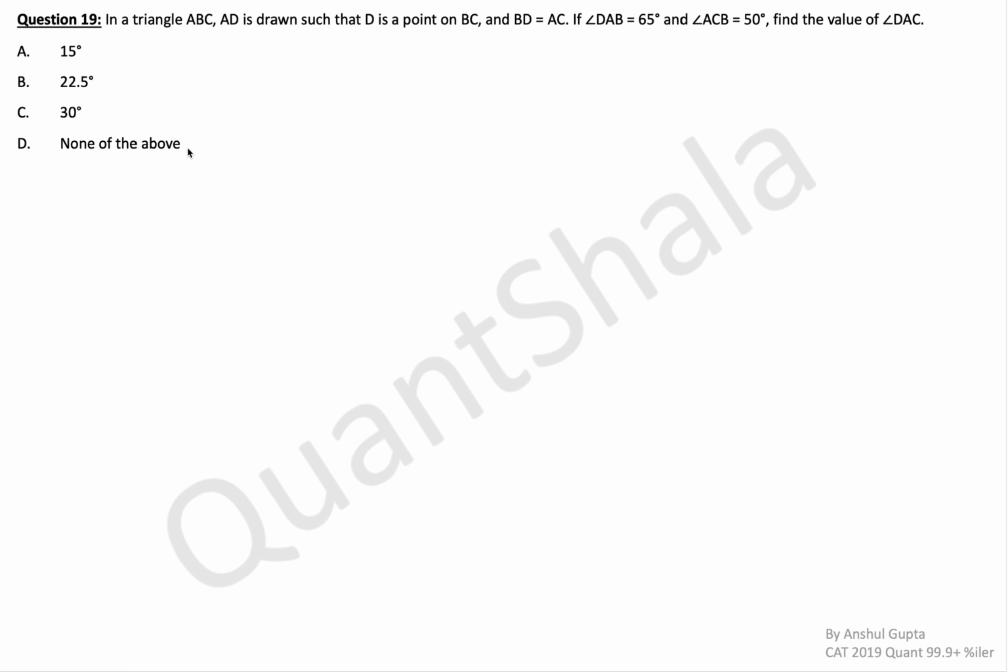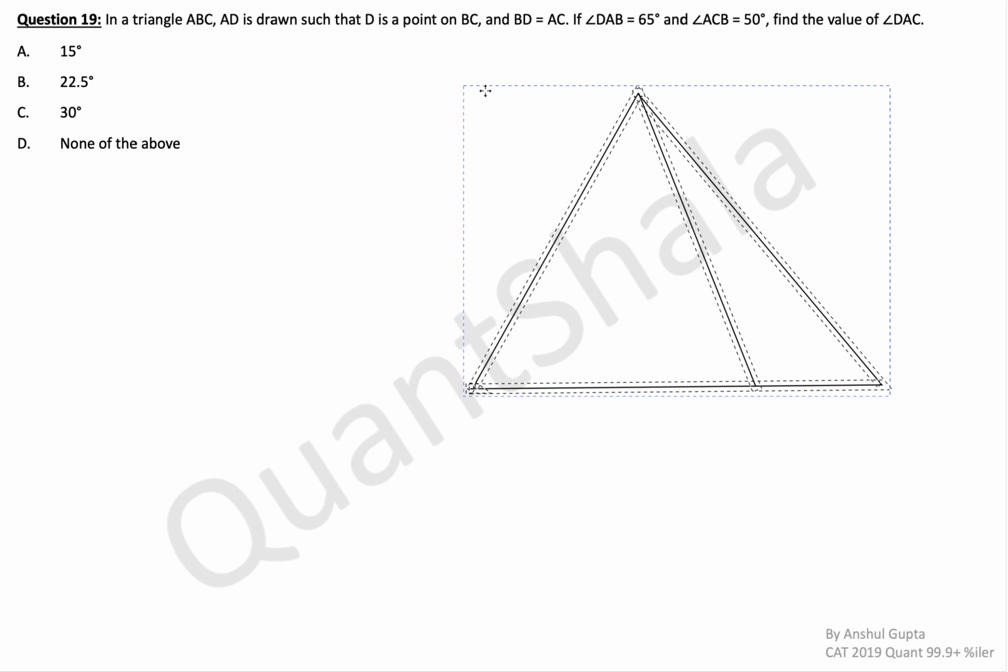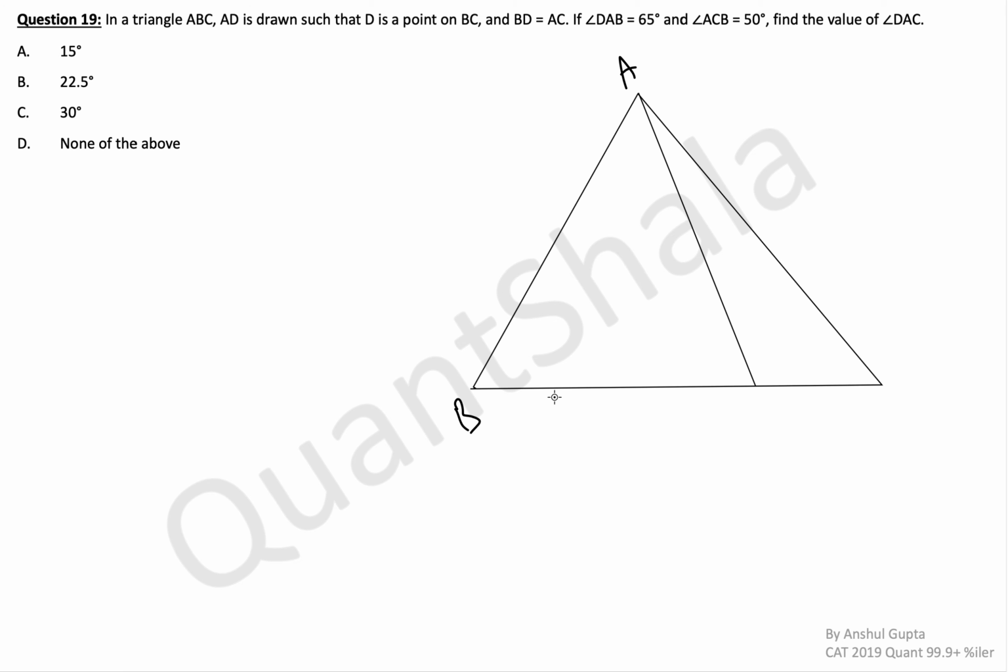Okay, so let's come to question number 19. In a triangle ABC, AD is drawn such that D is a point on BC and BD equals AC. So let's draw the diagram here. You're saying this triangle ABC, D is a point on BC such that BD equals AC. Angle DAB is 65 degrees, that means this is 65. Angle ACB is 50 degrees. Find the value of angle DAC. This we are supposed to find.